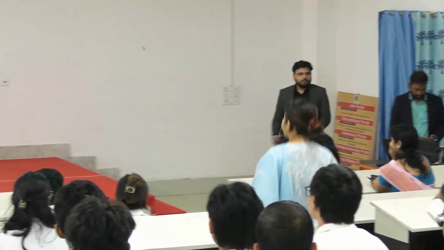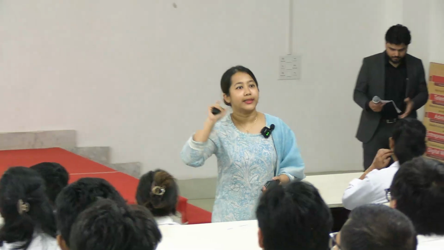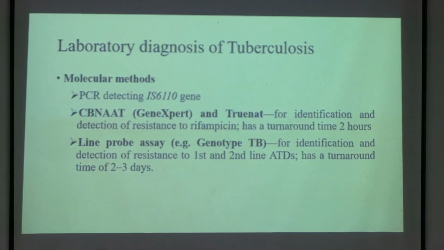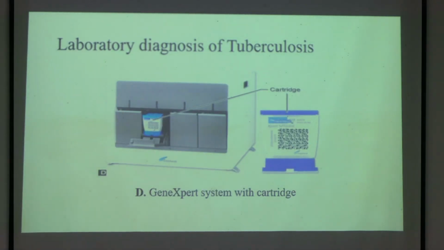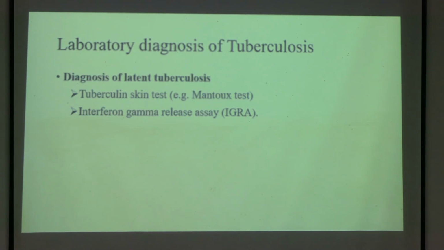Then next goes the molecular. Molecular PCR, I told you PCR always we target certain gene. So here what we target is the IS6110 gene. Okay. Other than that we do NAAT. What is the full form of NAAT? Last class also I told you. Nucleic acid amplification test. There we can do CBNAAT, that is cartridge based nucleic acid amplification test. Another one is TrueNat. Okay, I told you about line probe assay. This is how the cartridge looks like. Okay, this is CBNAAT.